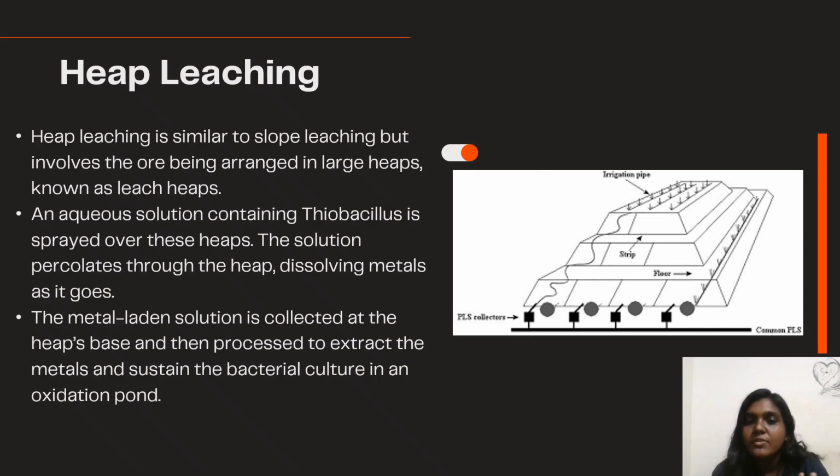So now we'll see how it works. First, the ore is crushed. The ore is crushed to a uniform size to improve permeability. And then the heap is constructed.